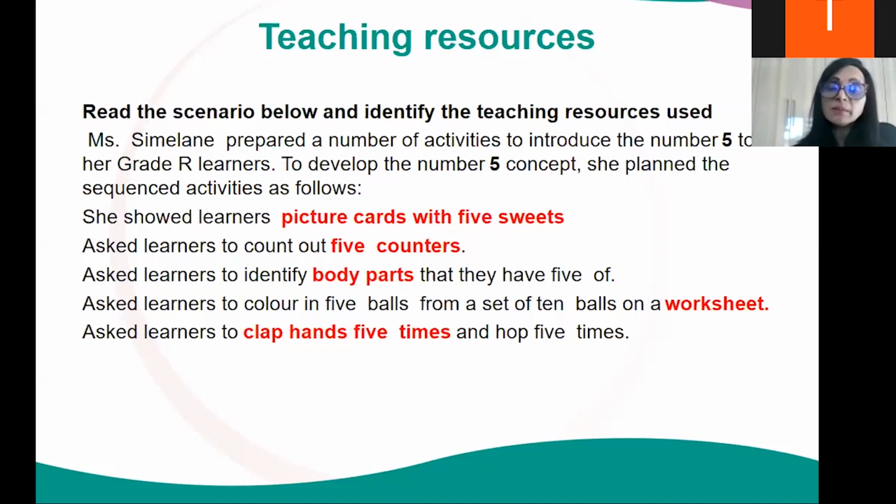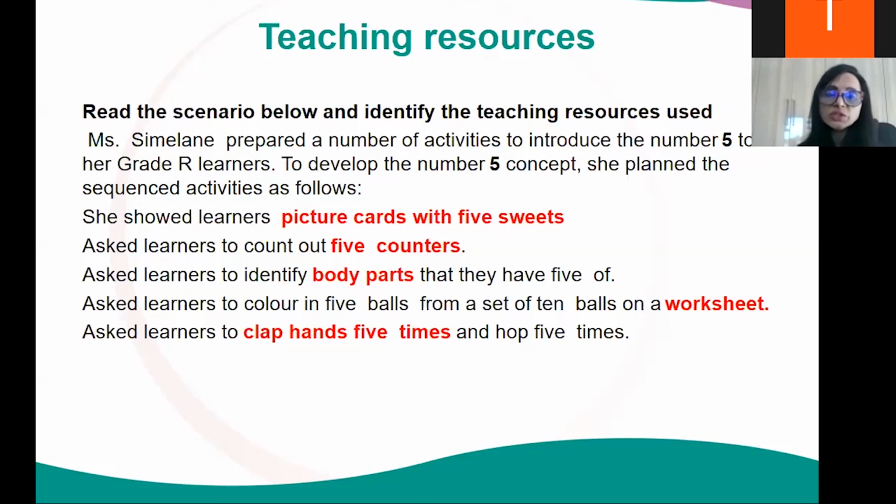She showed learners picture cards with 5 sweets. She asked learners to count out 5 counters. She asked learners to identify body parts that they have 5 of. She asked learners to color in 5 balls from a set of 10 balls on a worksheet. She asked learners to clap hands 5 times and hop 5 times. Now, in the first activity, she showed learners picture cards with 5 sweets. What is the resource there? Is it 5 sweets or is it picture cards? Obviously, it is picture cards with 5 sweets.